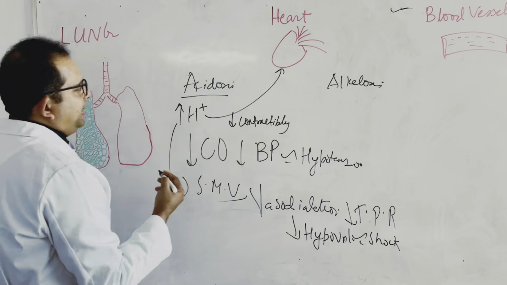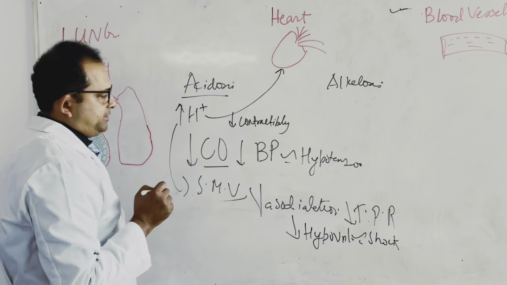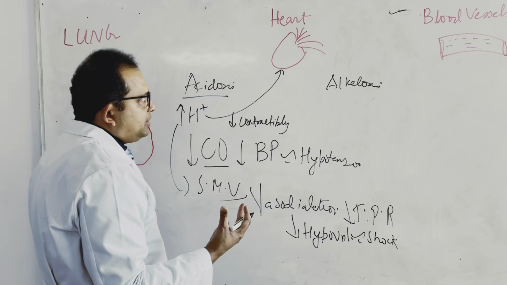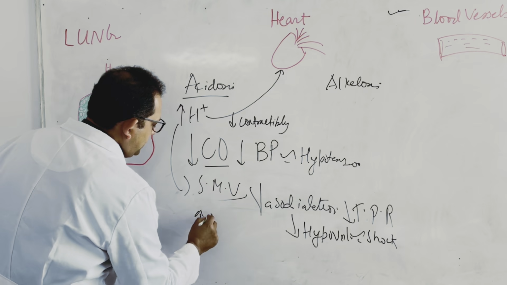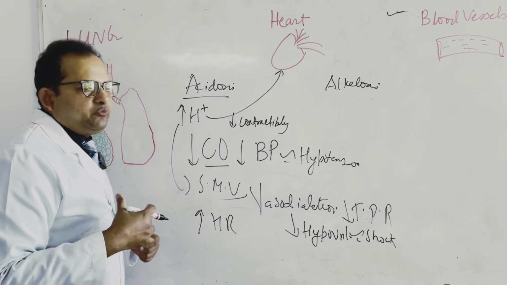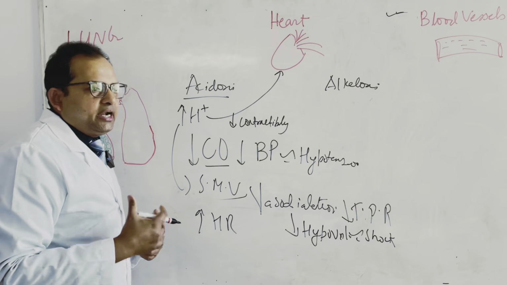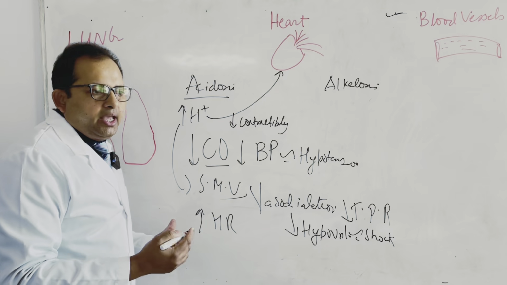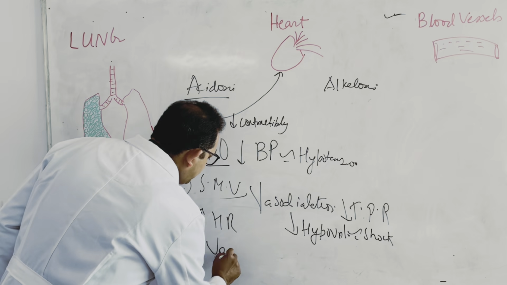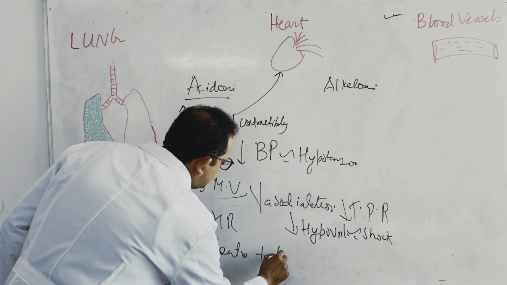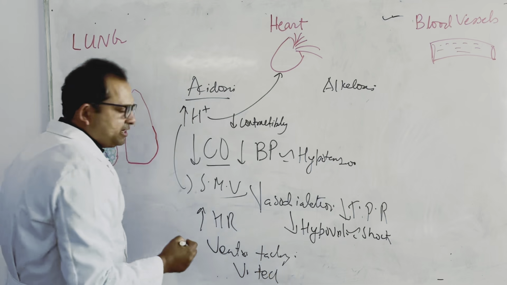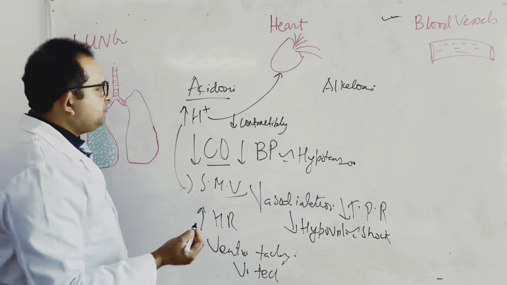Now what happens when there is a decrease in cardiac output and decrease in BP? The heart will try to compensate by increasing the HR, heart rate. Once the heart rate increases, it will increase to such an extent that it will lead to an irregular rhythm, and the irregular rhythm will finally end up in ventricular tachycardia. So VTAC will be a complication of acidosis.